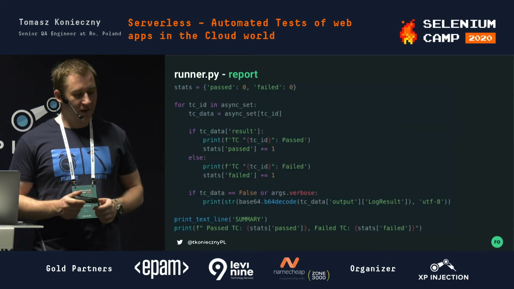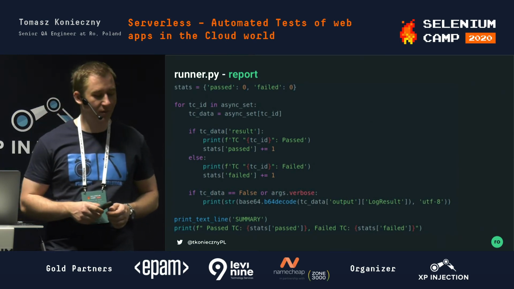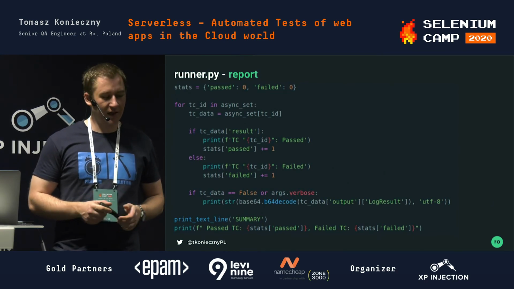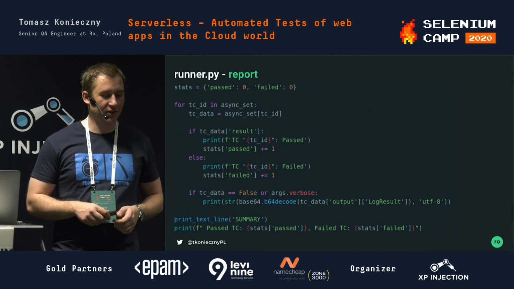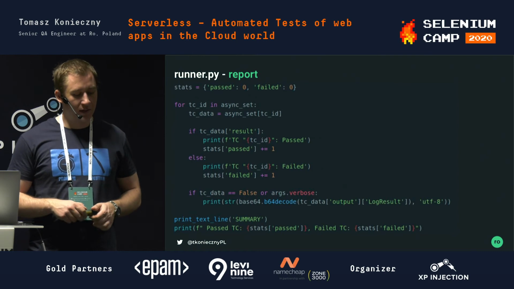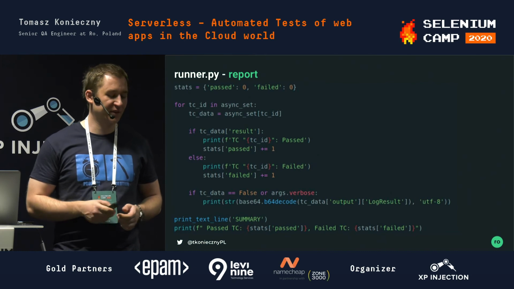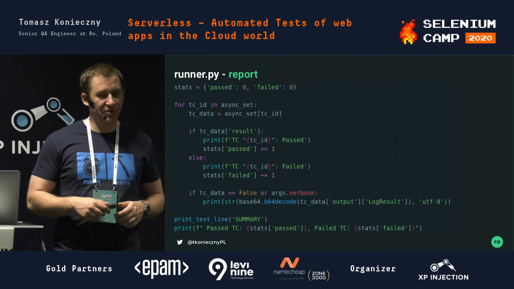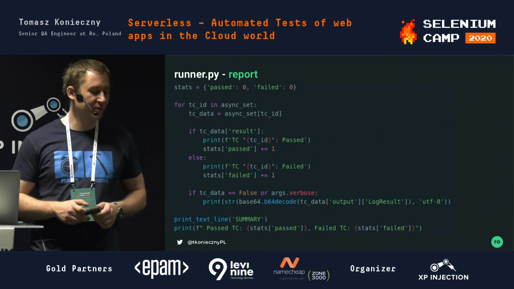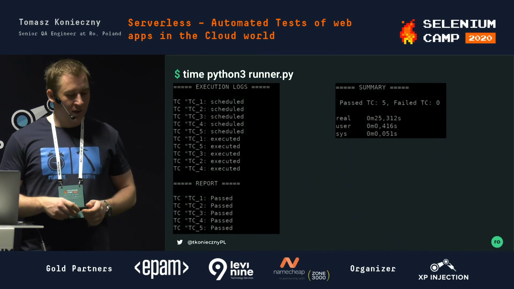And then we have our report. So we have some human readable information about the test execution. So we create stats, we check how many tests passed, failed. We print the output if the test failed, or for every specific one if we have the verbose mode enabled, and then we print the summary. So we have just the human readable info, how many tests passed, failed, and yeah.